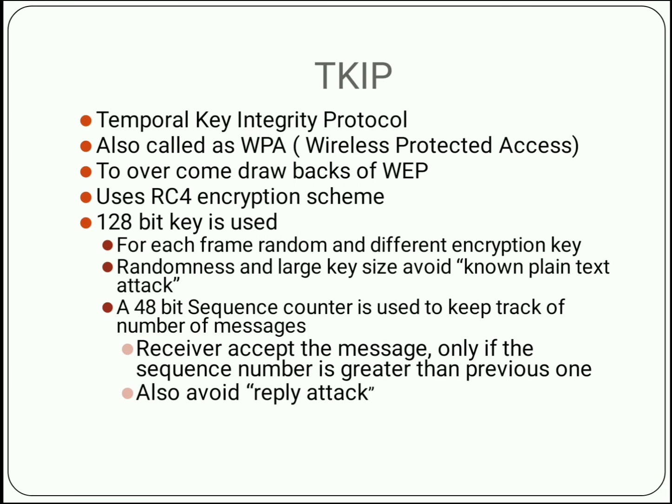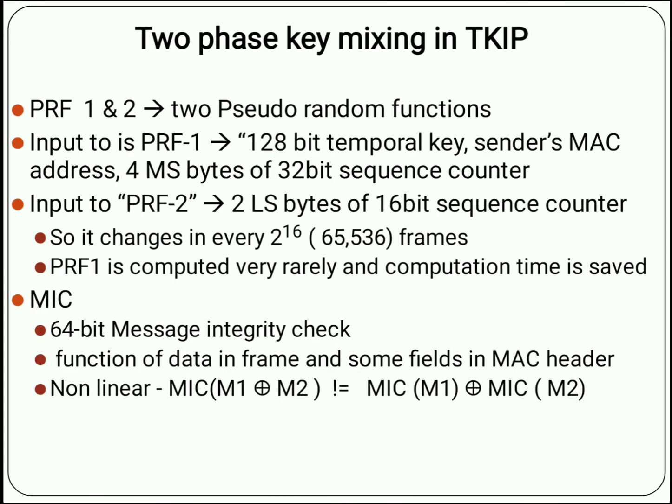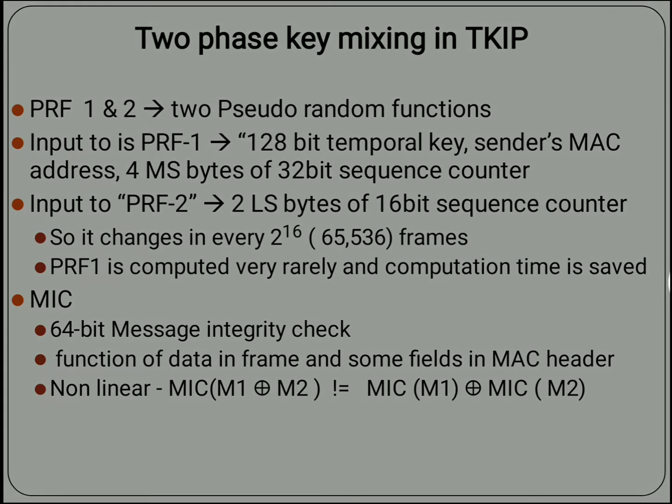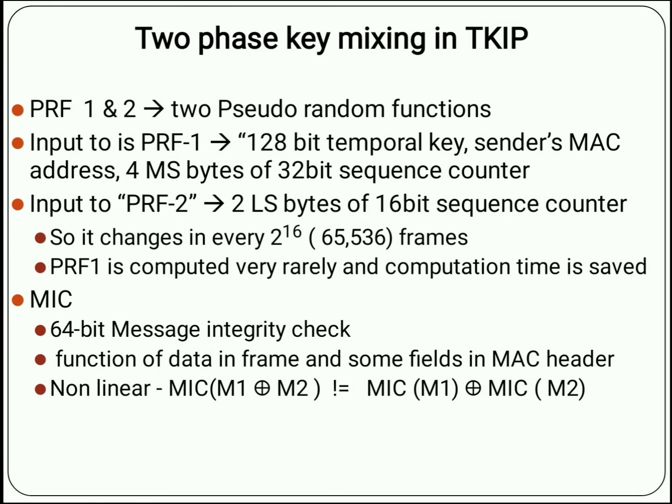Another difference is that it uses a 48-bit sequence counter. This counts each message, so that the receiver will accept a message only if the sequence number is greater than the previous one. For each message it increments the value. So this is a very good method to avoid replay attacks. Now in TKIP it uses a two-phase key mixing concept, where it uses two pseudo-random functions, PR1 and PR2.